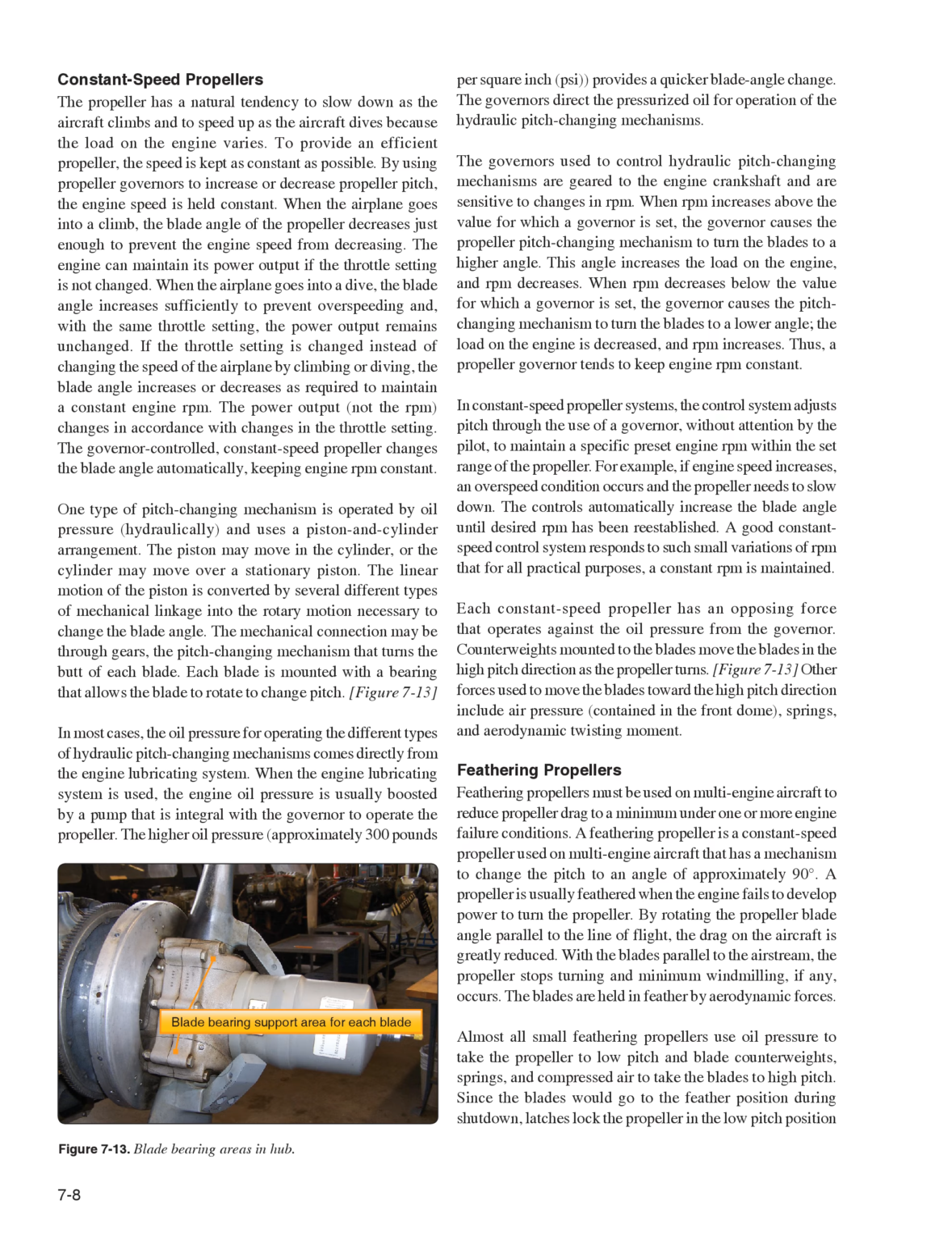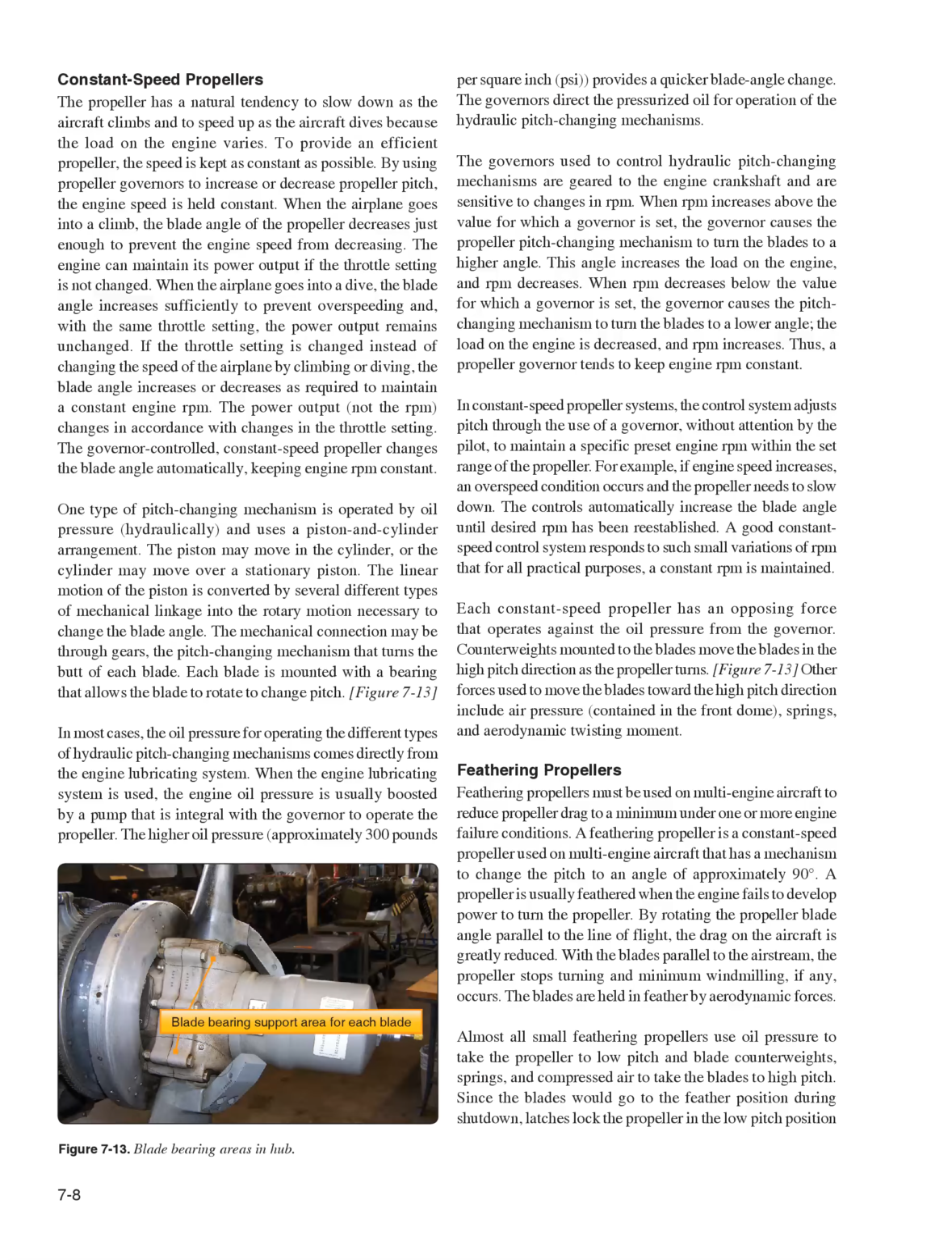A propeller is usually feathered when the engine fails to develop power to turn the propeller. By rotating the propeller blade angle parallel to the line of flight, the drag on the aircraft is greatly reduced. With the blades parallel to the airstream, the propeller stops turning and minimum windmilling, if any, occurs. The blades are held in feather by aerodynamic forces.